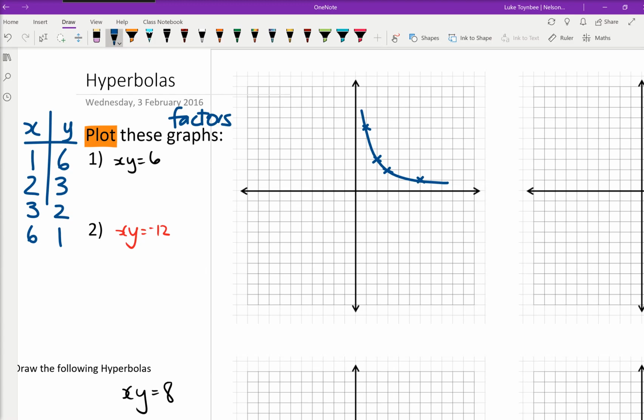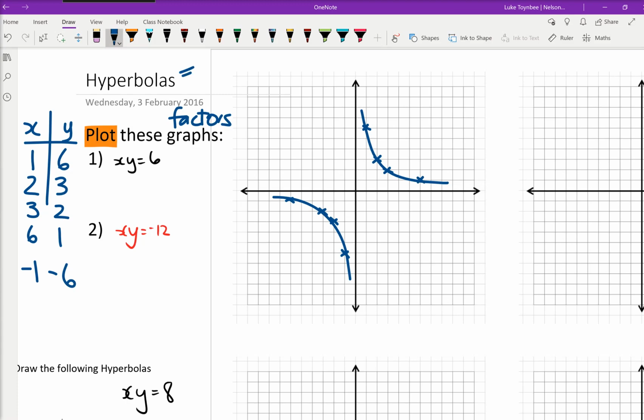Is that my graph? No. Yeah, because -1 times -6 is 6. So it should be there. -2 times -3, -3 times -2, and -6 times -1. So there's my graph. Yeah, always have two parts to it. So, you know what I mean?